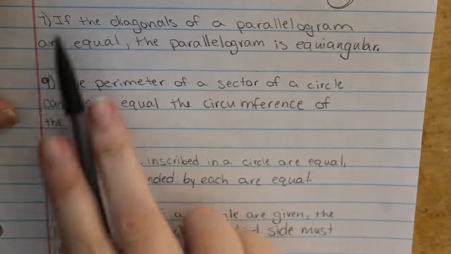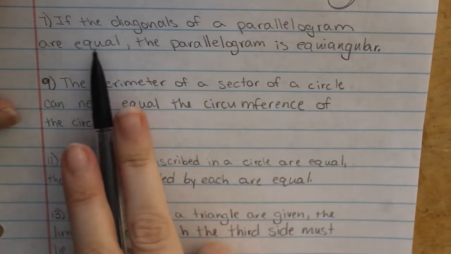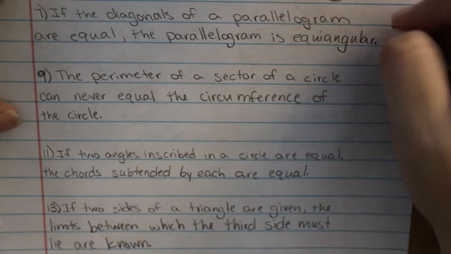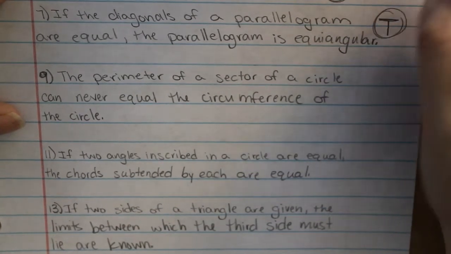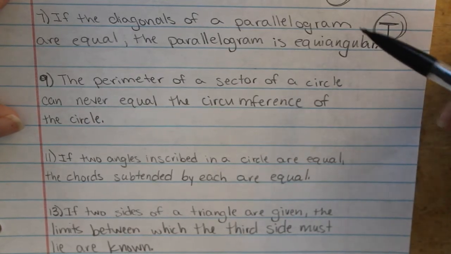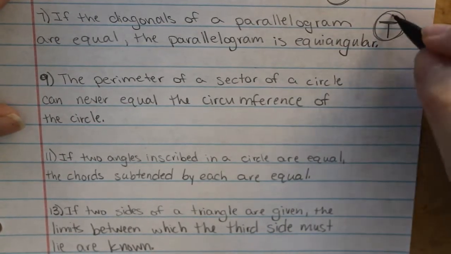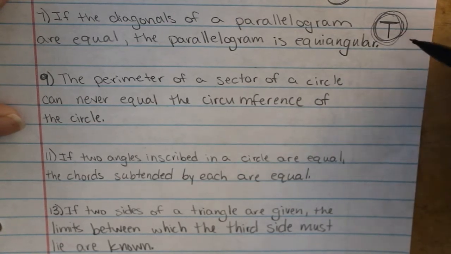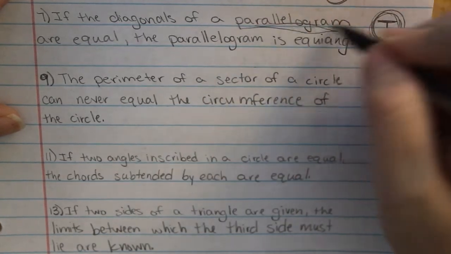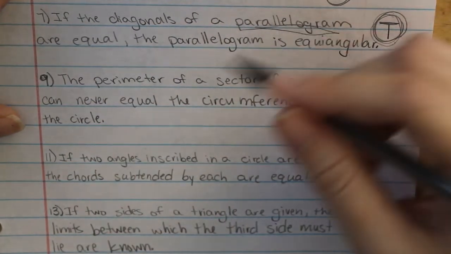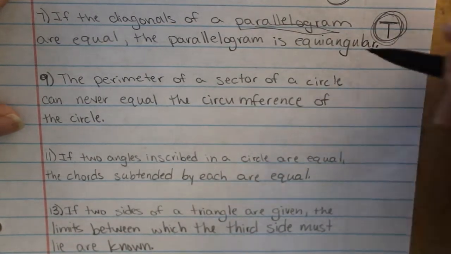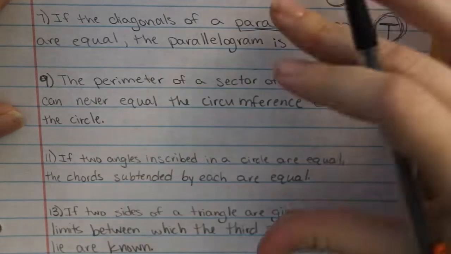Okay, if the diagonals of a parallelogram are equal, the parallelogram is equiangular. This is actually a true statement. This was back when we were going over all the different shapes and we were talking about quadrilaterals and parallelograms and kites and trapezoids. If you go back over that chart, you will see that this is one of the defining things. So like squares, their diagonals are equal. Rhombuses, their diagonals are equal. Diamonds, their diagonals are equal. So this is actually a true statement.